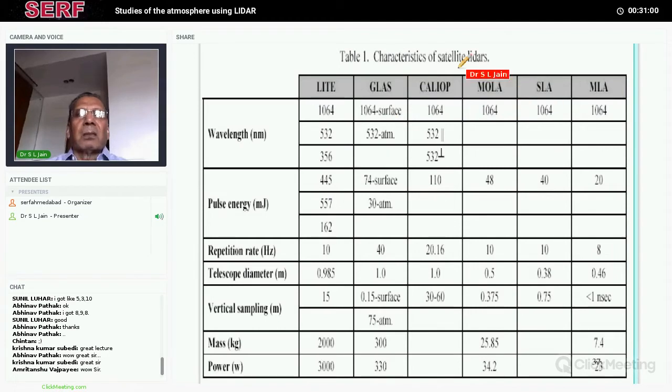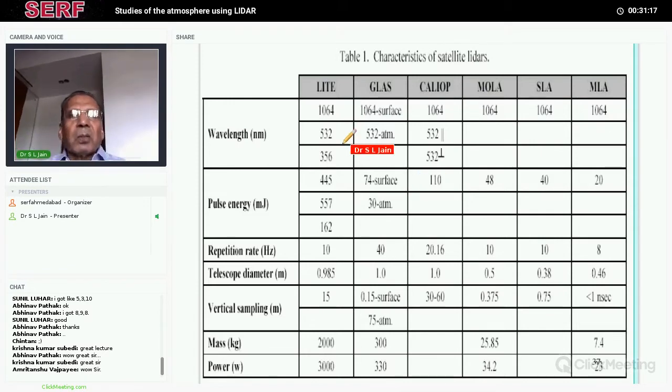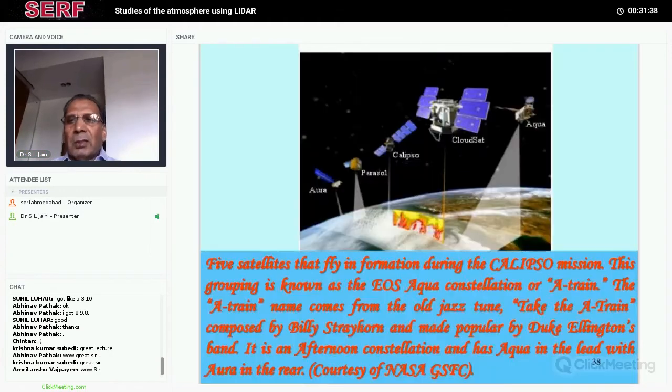So different systems, different LIDARs, have different characteristics. This is just to give you information on what type of LIDAR lasers have been used in different systems. Most of them, 1064 have been used in all of them, and the second harmonic was used only in LITE, GLAS and Calypso, and the third harmonic by LITE and Calypso. Pulse energy varies much here, so I will not go into detail about that.